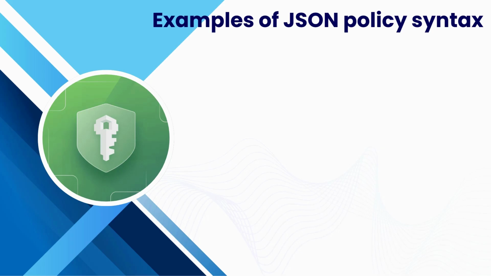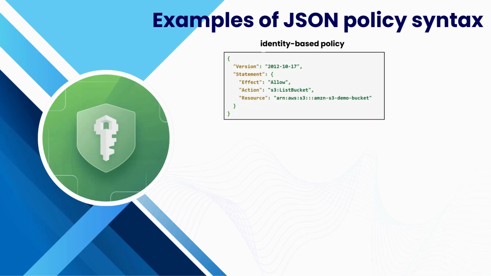Okay, so let's have a look at some examples of JSON policy syntax. Now, the following identity-based policy allows the implied principal to list a single S3 bucket. And by the implied principal, I mean whoever we attach this policy to, whether it's a user or, as we know, it could also be a group.